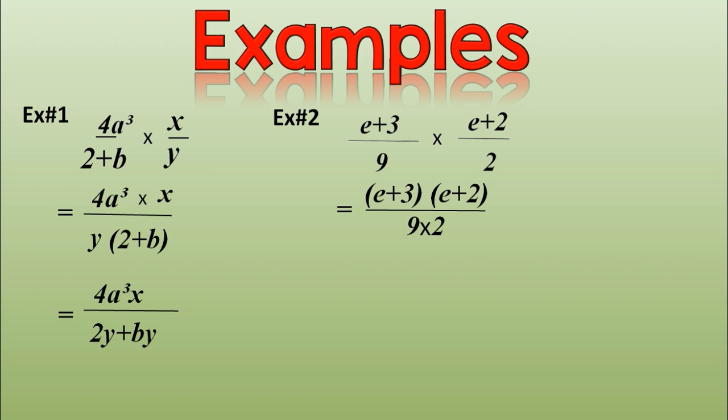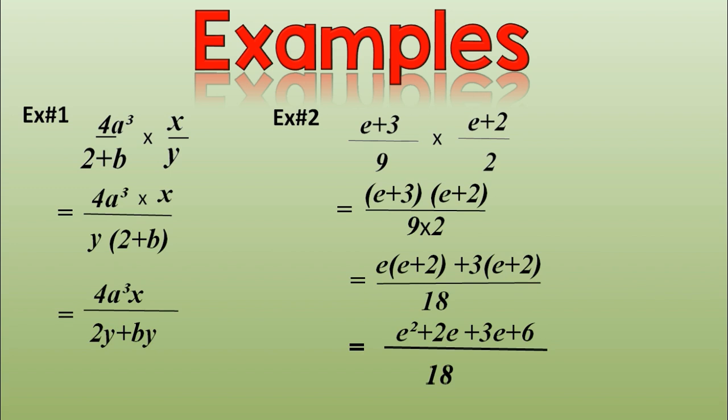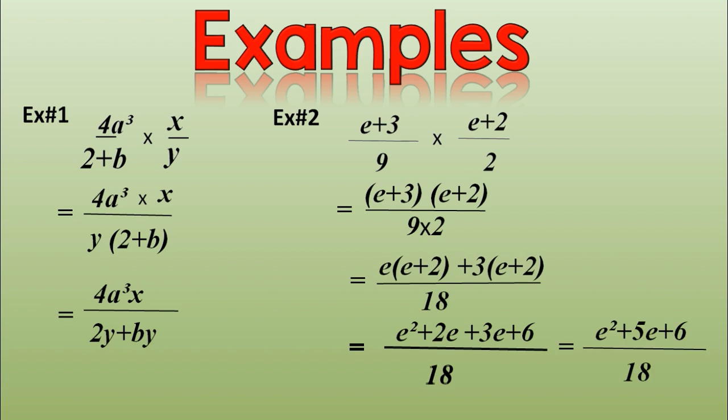We will first multiply e with the expression e plus 2 and then we will multiply 3 with the same expression. After multiplication, we will get the answer e squared plus 2e plus 3e plus 6. Now you can see 2e and 3e have the same variable and the power of the variable is also the same. It means these are like terms and we can add them. And our answer will be e squared plus 5e plus 6 divided by 18, which is got by multiplying 2 and 9.